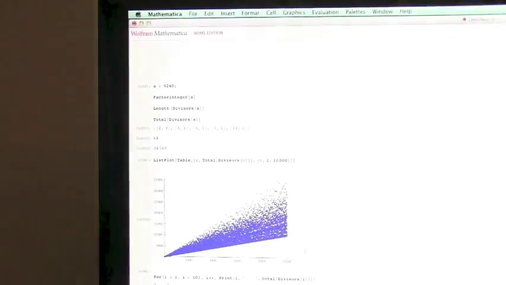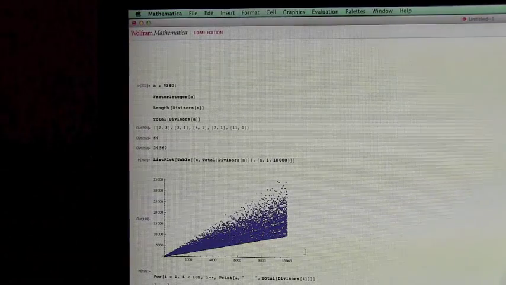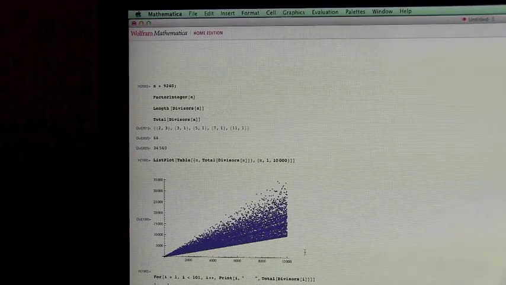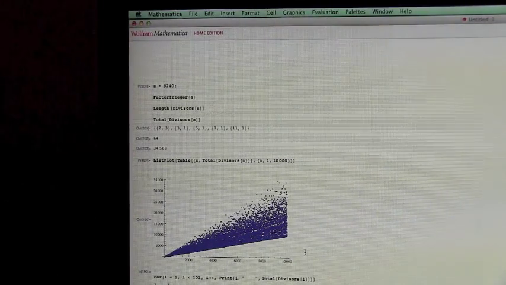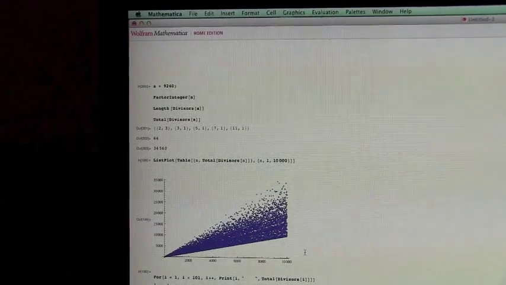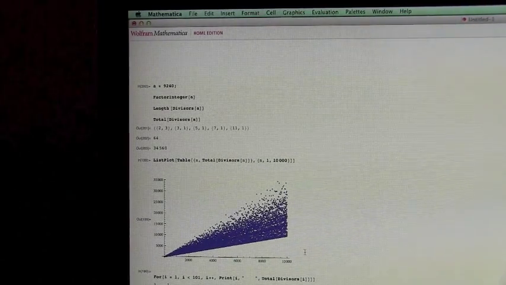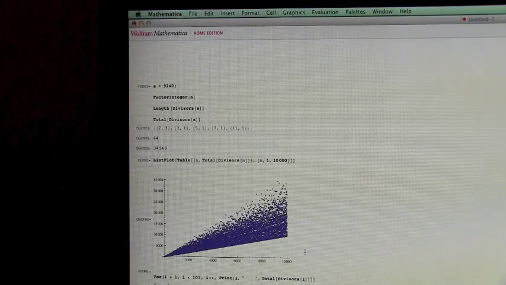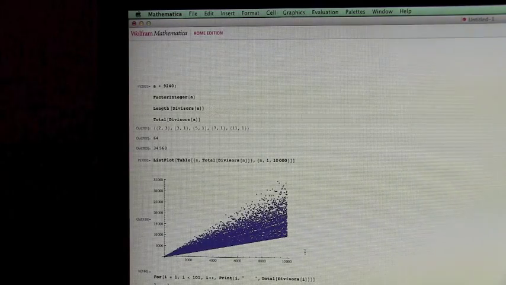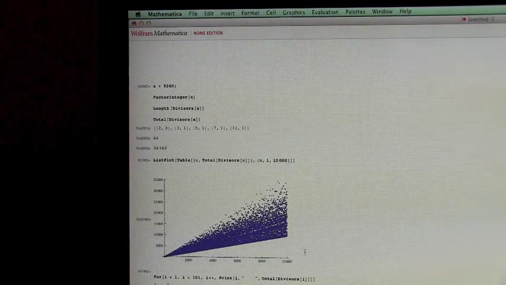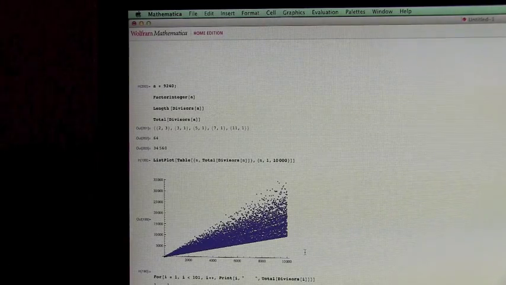And also the squares' divisor sums are always odd. So you came up with a conjecture that the sum of the divisors for the squares is always odd. All right, let's talk about that in our next movie.